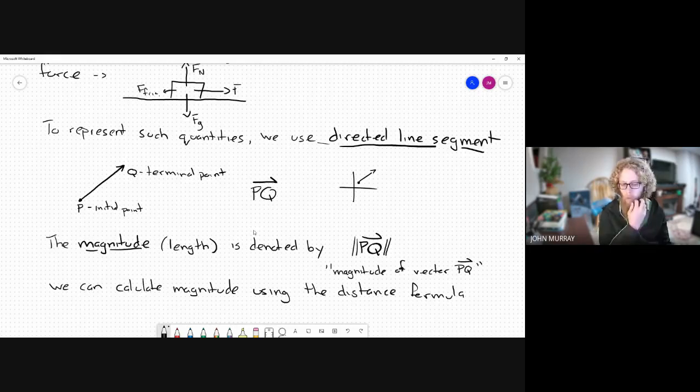Now, luckily, to calculate the magnitude, we don't need any new fancy equations or anything. It's a line segment, so we just have to use the distance formula. We'll practice that in a second. I just want to go over a few more things.